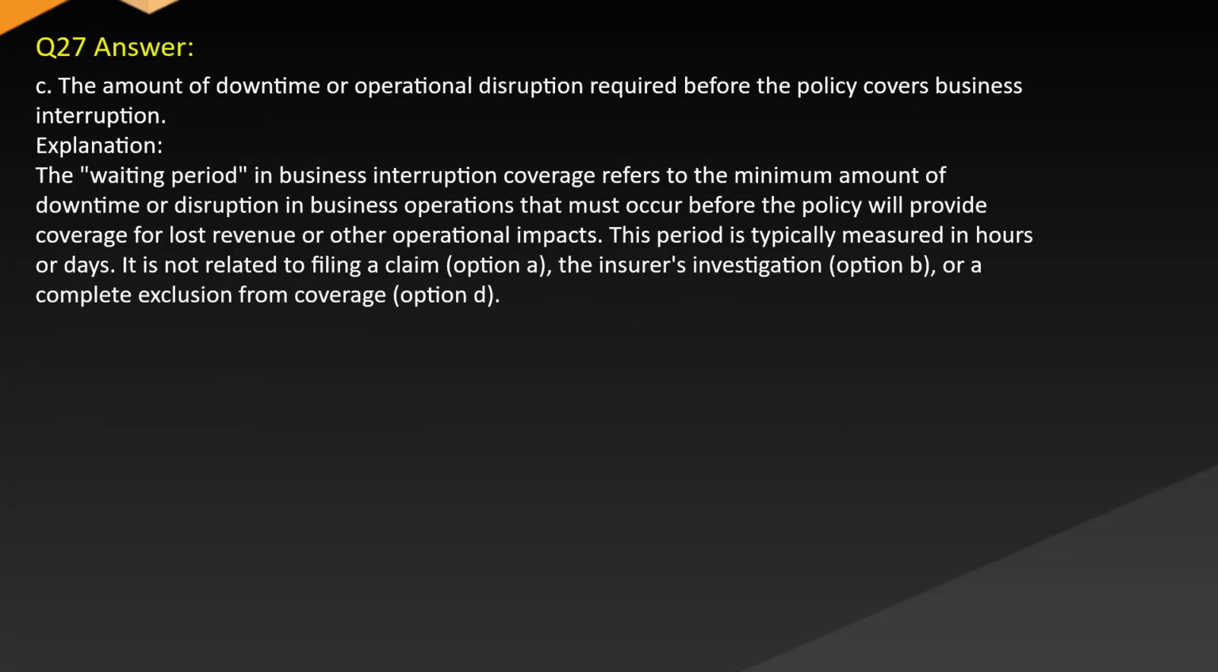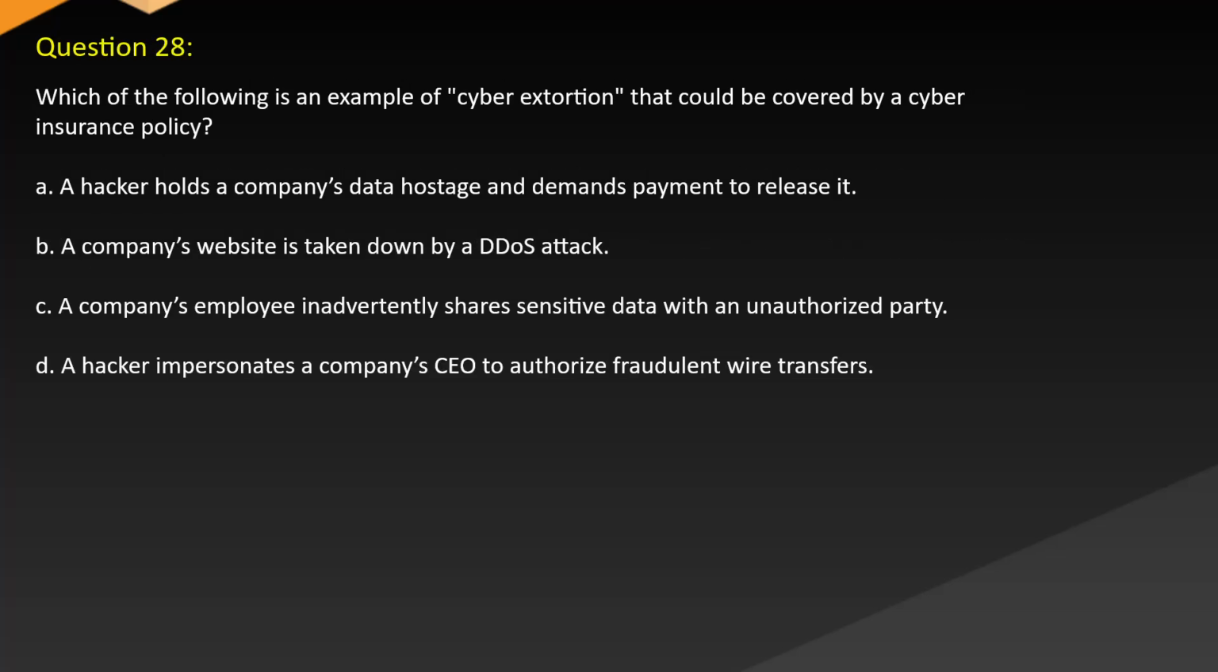Answer: C. The amount of downtime or operational disruption required before the policy covers business interruption. Explanation: the waiting period in business interruption coverage refers to the minimum amount of downtime or disruption in business operations that must occur before the policy will provide coverage for lost revenue or other operational impacts. This period is typically measured in hours or days. It is not related to filing a claim, Option A, the insurer's investigation, Option B, or a complete exclusion from coverage, Option D.